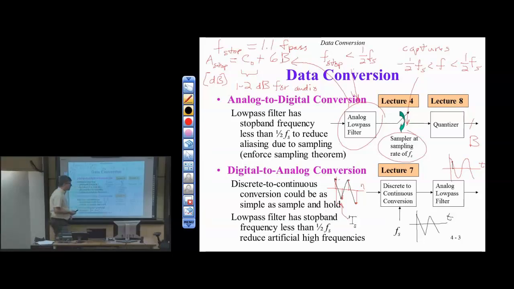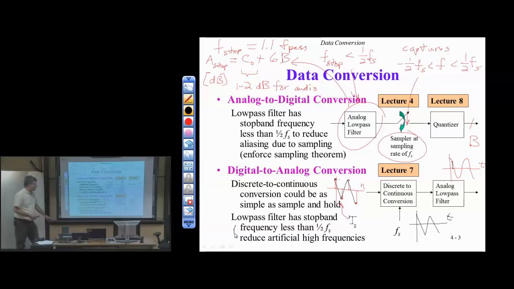So then I apply an analog low-pass filter, and its job is to get rid of frequencies that would not have been captured in the sampling process. So where do you think its stop-band frequency is? It's a low-pass filter, and where do you think the stop-band frequency is? Same as before. So we get to reuse the same answers on the slide.